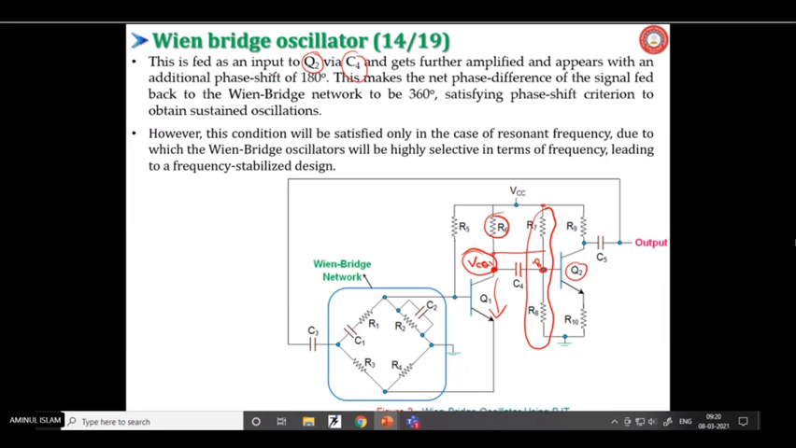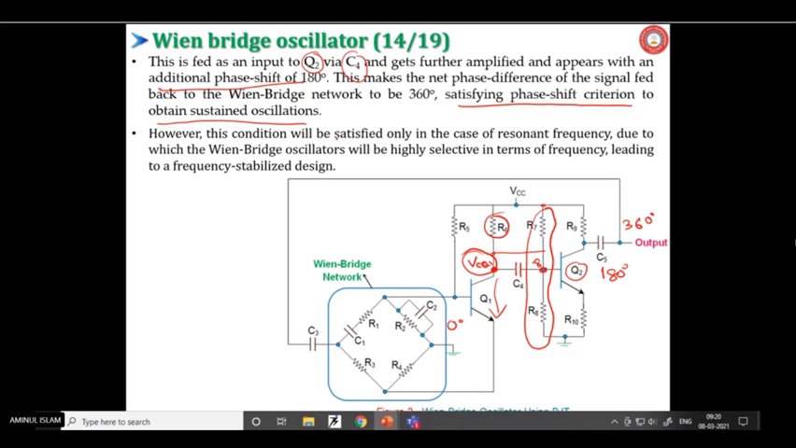So this is fed as an input to Q2 via C4 and gets further amplified and appears with an additional phase shift of 180 degrees. As I said, another 180 degree phase shift will occur. This makes the net phase difference of the signal fed back to the Wien bridge 360 degrees. Altogether, now it is 360 degree phase shift, which is actually required, satisfying the phase shift criterion to obtain sustained oscillation. We know that this network gives a zero phase shift, and we need 360 degrees or zero, so we have to use two BJTs.